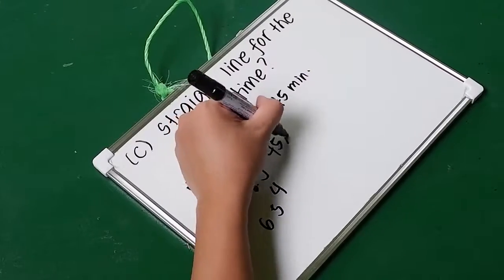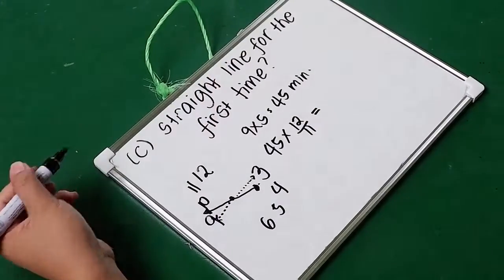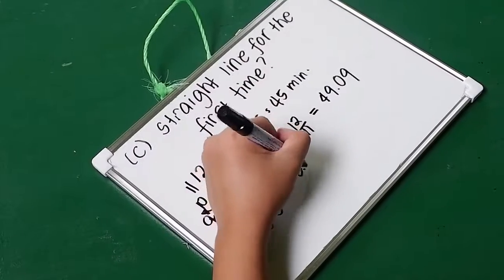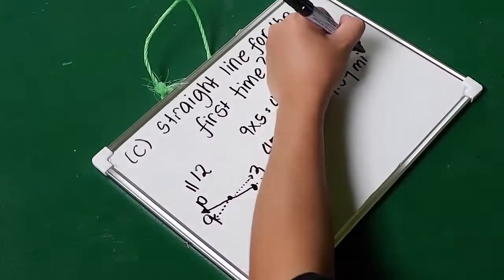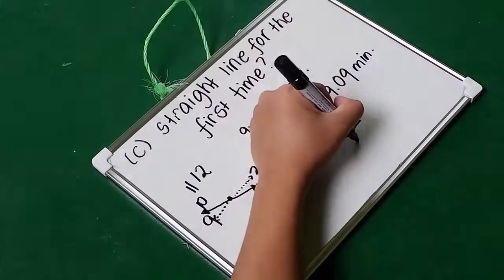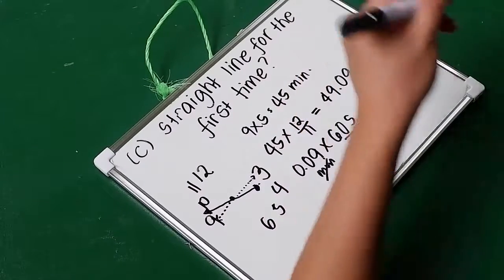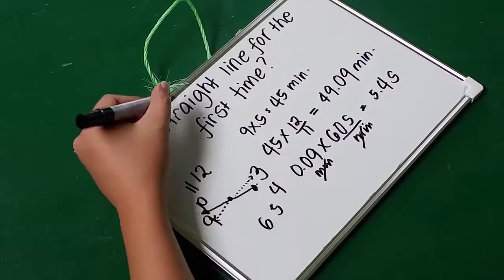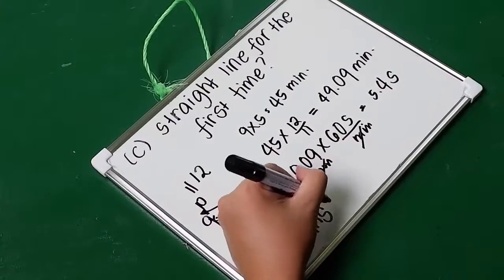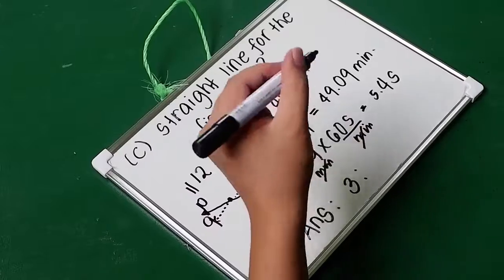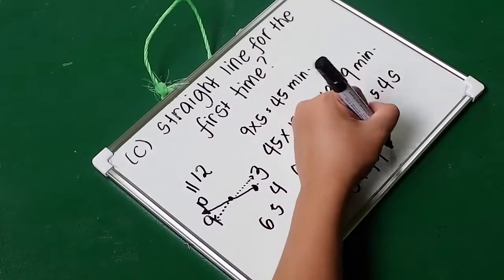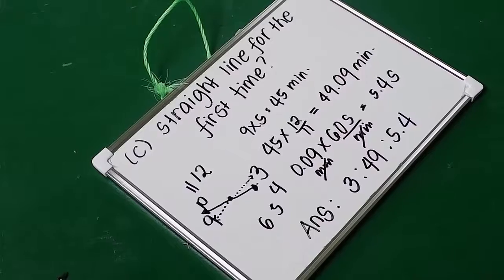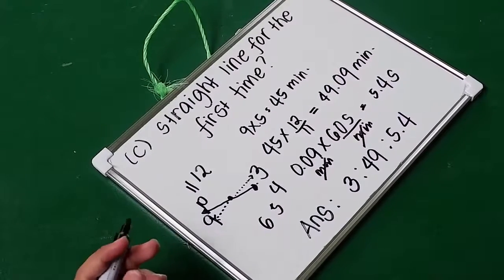So 45 times 12 over 11 is equivalent to 49.09. And then lastly, store 49 and then multiply 0.09 minutes times 60 seconds per minute. And it's 5.4 seconds. So it's pretty easy to solve this one as long as you know the concept behind it and also the technique in solving. So the final answer for this is 3 hours, 49 minutes, and 5.4 seconds. So this is the time by which our minute and our hour hand form a straight line for the first time.